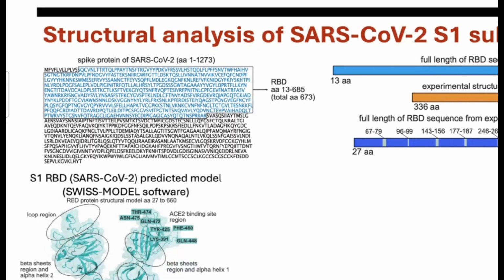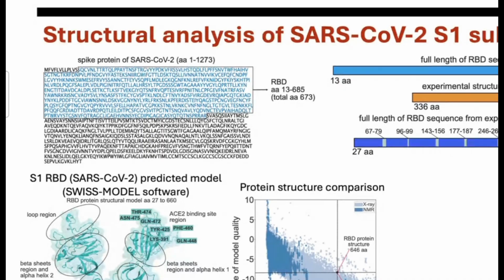So we used Swiss model software to predict the 3D protein structure model of S1 RBD, which shows that it is composed of various loop regions, beta sheets, and also the human ACE2 binding site region, which is the responsible binding region to interact with the human receptor in host cells. And then, because it is a computational model, and there was no AlphaFold at that time, we were relying on the computational model, and then we compared this protein structure with already available protein structures derived from X-ray or NMR experiments.